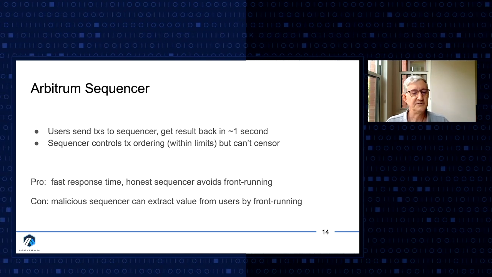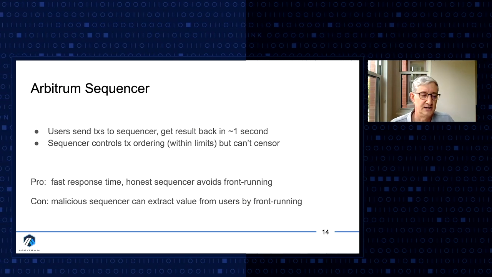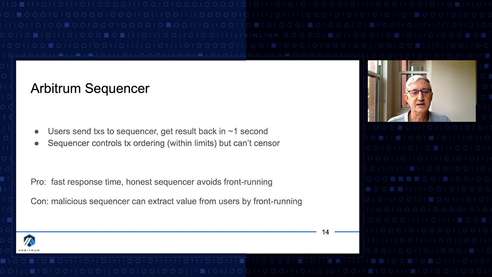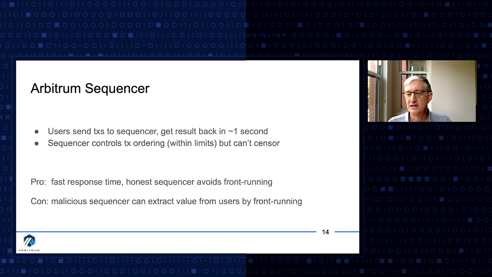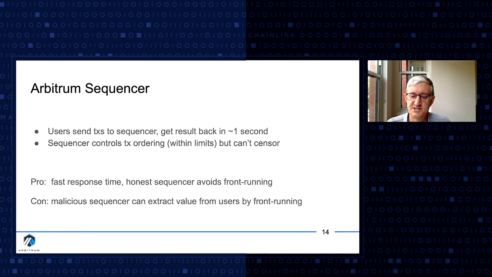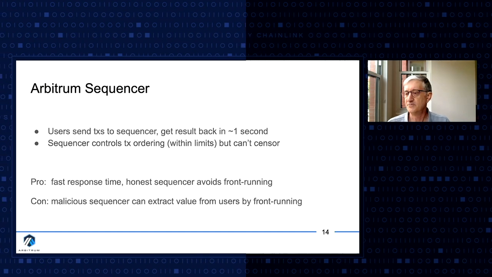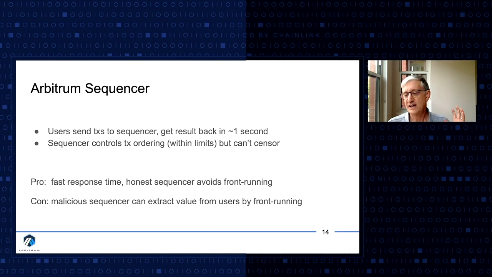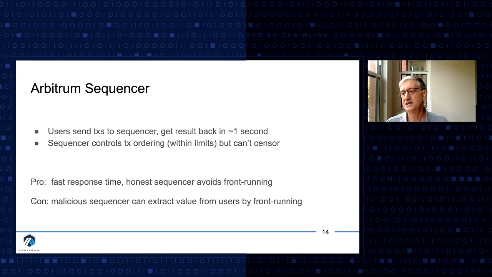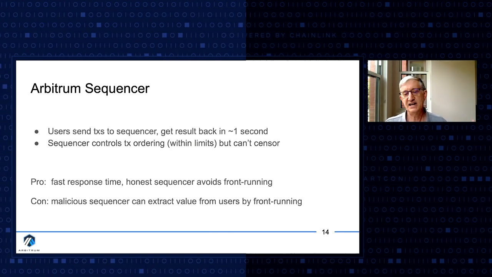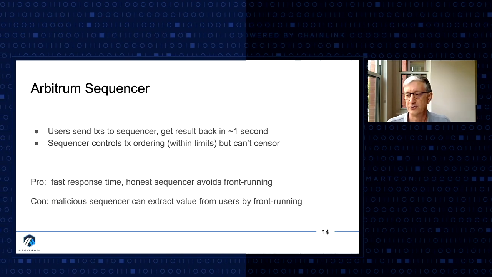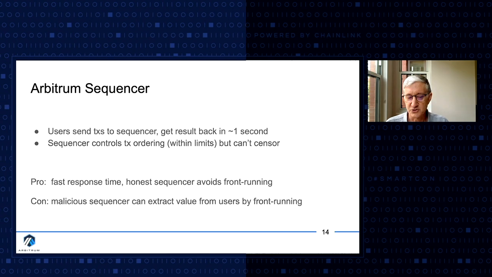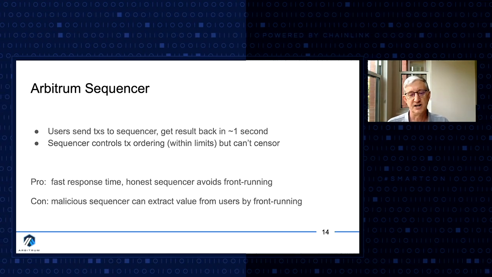That's the pro. The con of having a centralized sequencer, as we're doing initially at launch, is that if the sequencer is malicious, it can extract value from you by front running. In fact, the sequencer will have more opportunity to front run than even a miner would have, because it has that expanded control over order. So in the beginning, we, Offchain Labs, the Arbitrum team, will run the sequencer on Arbitrum One.